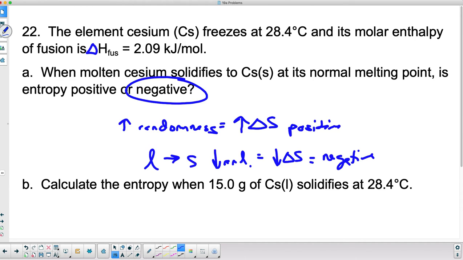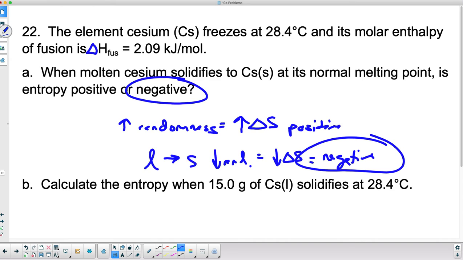Okay? So this right here is the answer. It would be negative. Calculate the entropy change when 15 grams of cesium solidifies at 28.4 degrees. Excellent. What is this, number 22? Okay.